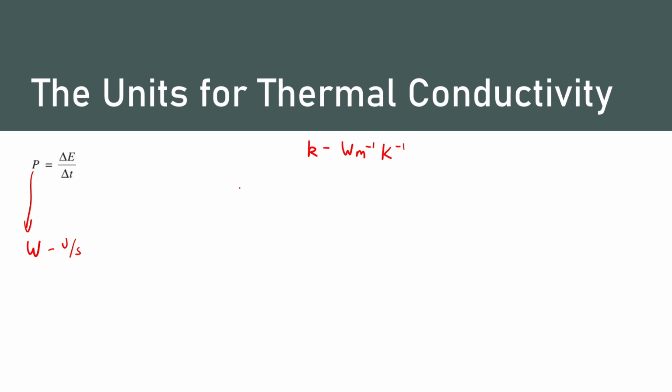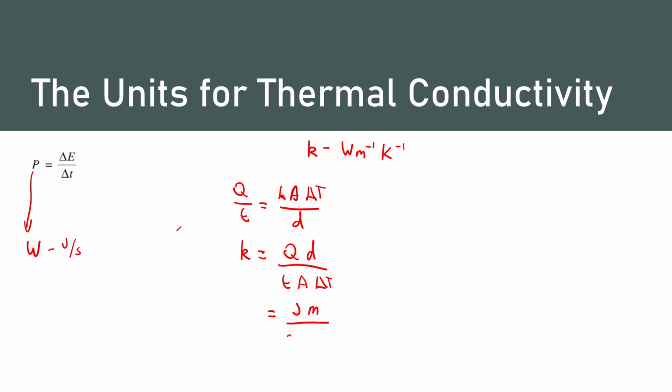If we reflect on our formula here, Q on t is equal to K A delta T on d, we can then rearrange our equation to make K the subject. So K is equal to Q d on t times A times delta T. And from here, I'm just going to convert all of those variables to their respective units of measurement. So Q in joules, d in meters, t in seconds, A in meters squared, delta T in degrees Kelvin.